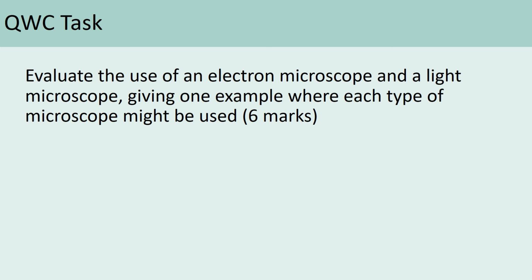A light microscope, an advantage of that is it gives clear structure. It's a small, useful microscope that allows you to see clearly the structure of small living organisms. A disadvantage is that it doesn't give clear resolution or magnification of non-living organisms such as viruses, because they're far too small. And so we've given there an example of where each type would be used.